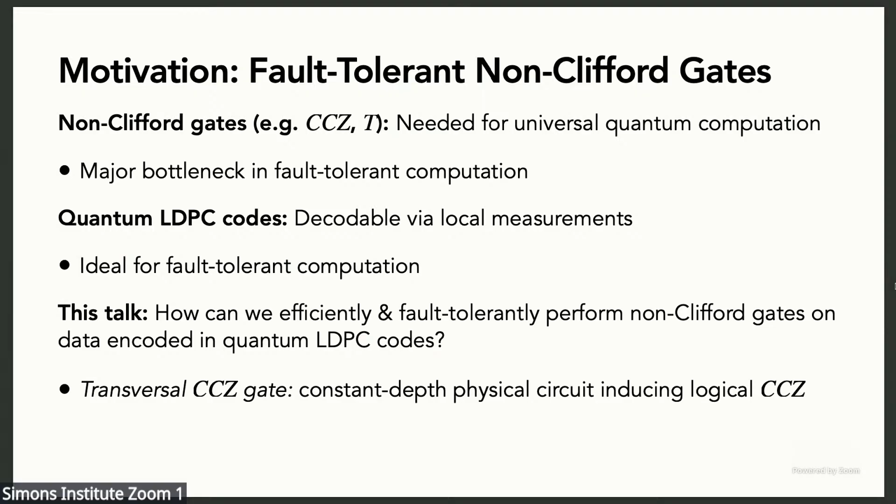And specifically, we'll be looking at ways to do what are called transversal CCZ gates. For the purpose of this talk, these are just any constant depth physical circuit that you can apply to a physical code state of your LDPC code, such that when we apply this constant depth physical circuit, it induces logical CCZ gates on the underlying message encoded inside our code. This constant depth property means that the transversal CCZ gate is both very efficient, it only requires constant time overhead, and fault tolerant, because constant depth circuits have constant size light cones, so they also can't propagate errors very far. So these transversal CCZ gates are really a highly desirable object that we want to construct for our quantum LDPC codes.